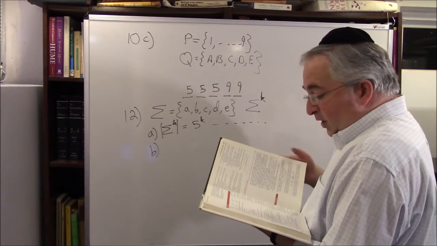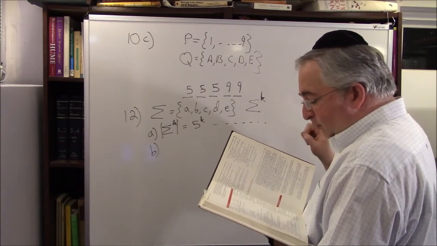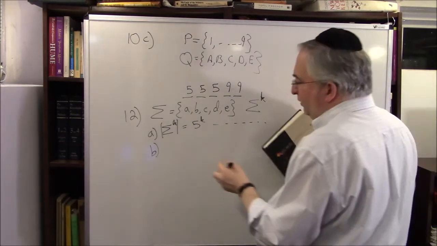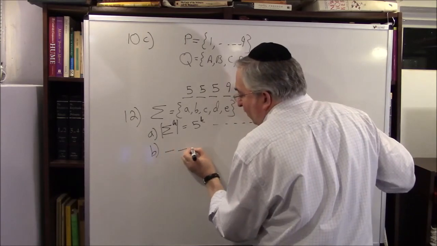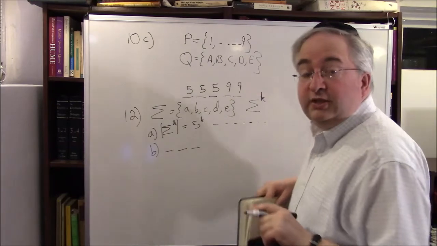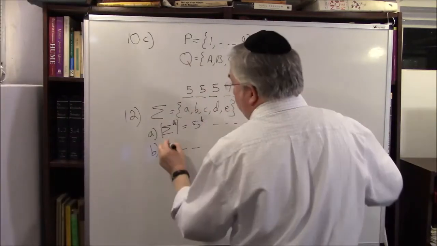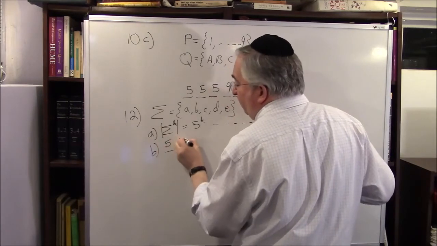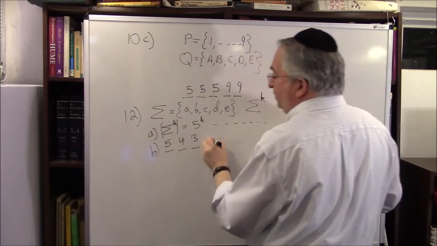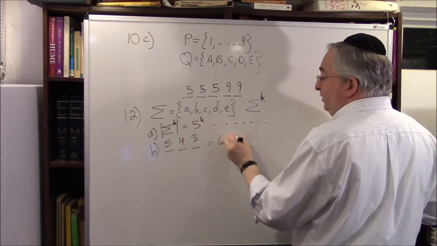Next, W a member of sigma to the 3, where no letter in W is used more than once. So here we have 3-letter words, and no letter is used more than once. What does that mean? That means there's no repetition. So you're going to have 5 possibilities for the first one, 4 for the second one, 3 for the third one. So that's 5 times 4 is 20, times 3 is 60.